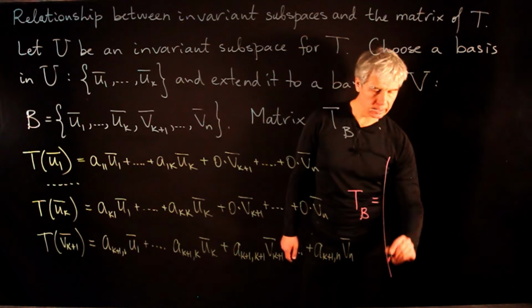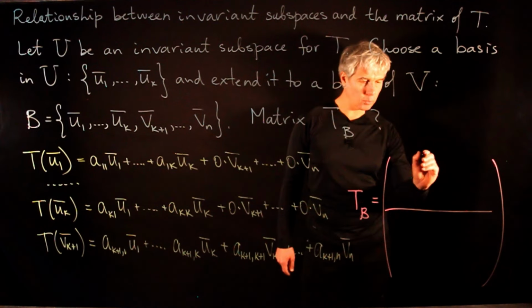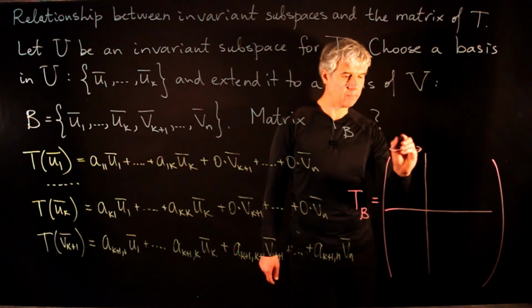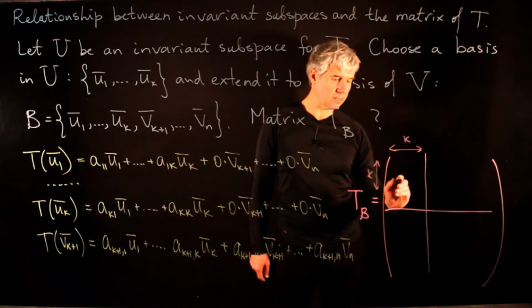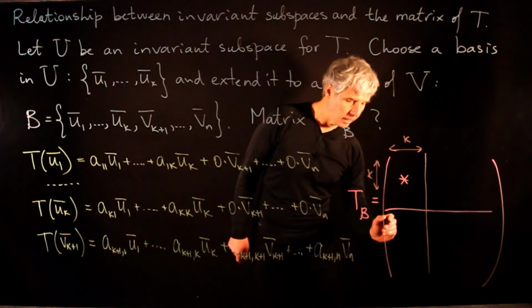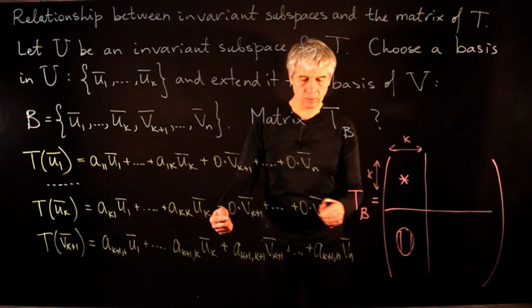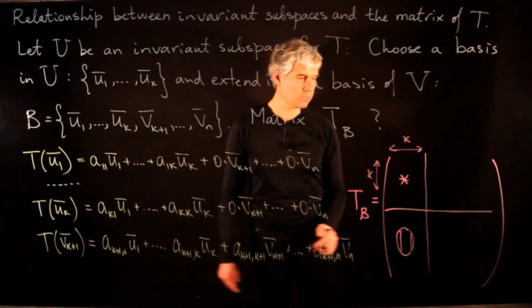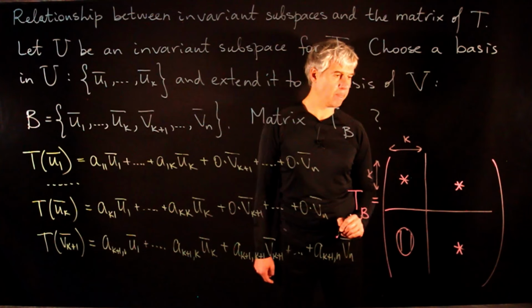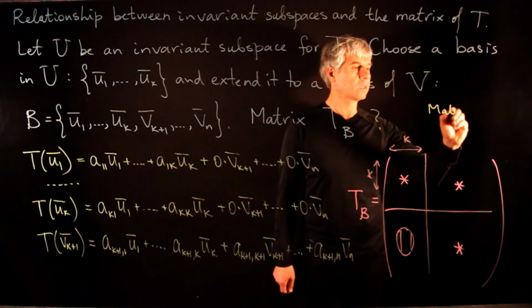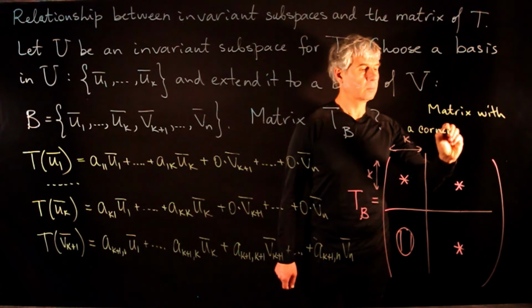And what we see is that this matrix will have the following structure. If we look at the first k rows and k columns, we'll have some coefficients here, but all coefficients in this corner will become 0, right? So these are these 0 tails of these expressions. And for the last n minus k columns, we have no restriction on the coefficients, so they can be completely arbitrary. So what we see is that we get a matrix with a corner of zeros.